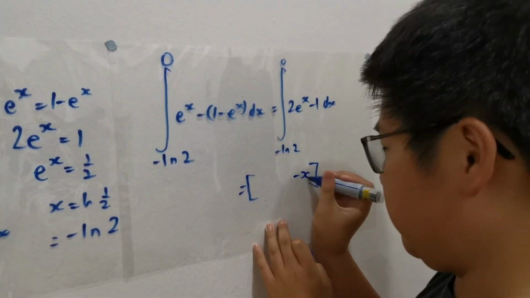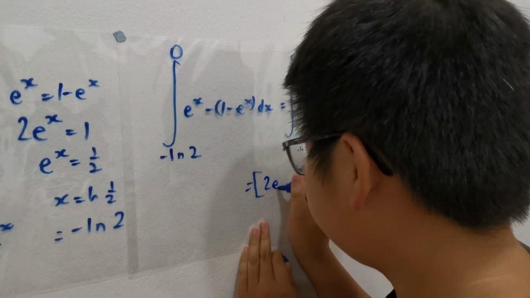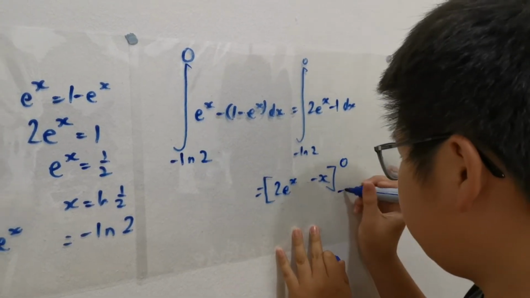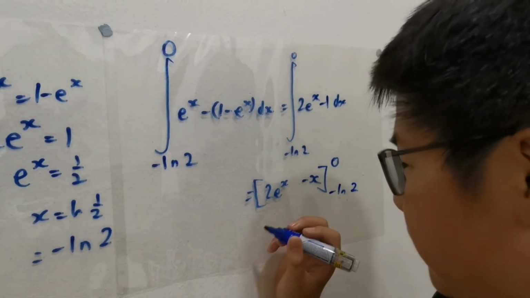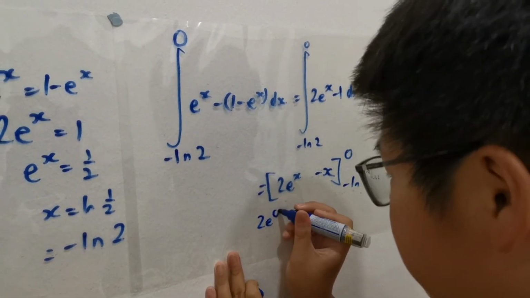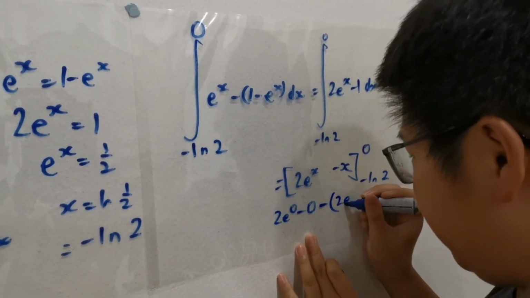That's a rule in integration. Constant terms always change into linear terms. Then we substitute it using the following method. 2 e to the power 0 minus 0 minus the values of the other.